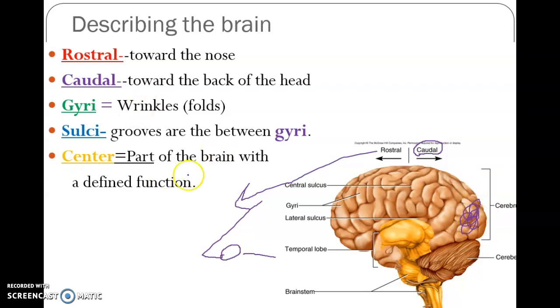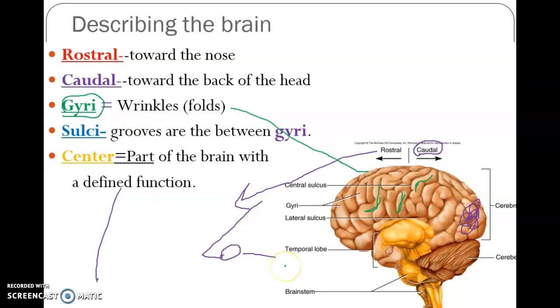Now, you'll notice that the brain is full of wrinkles. So the brain has all of these wrinkles right here. Look at all these wrinkles, and those wrinkles, and those wrinkles. It's really wrinkly. That is called a gyrus. Plural is gyri. So the gyri are all of these wrinkles right there.